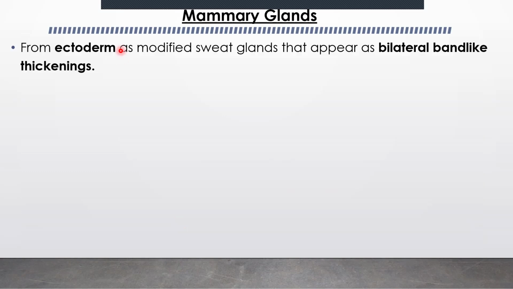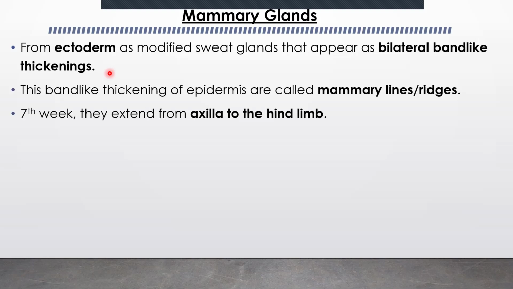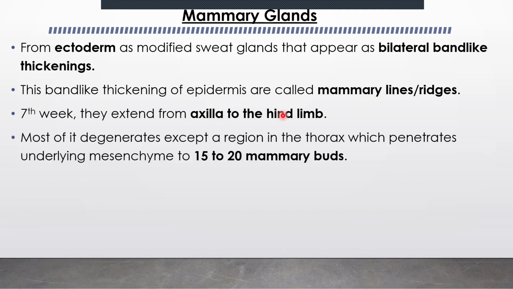They will develop from the surface ectoderm, just the same way the sweat glands come from the ectoderm. They are modified sweat glands coming from the ectoderm that appear as bilateral band-like thickenings, as you appreciated in the last slide. These band-like thickenings of epidermis are known as the mammary lines or the mammary ridges. In the 7th week, they extend from the axilla to the hind limb or the groin region. Then most of it will degenerate except the region in the thorax.